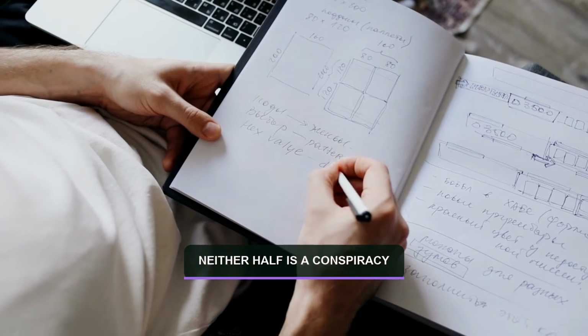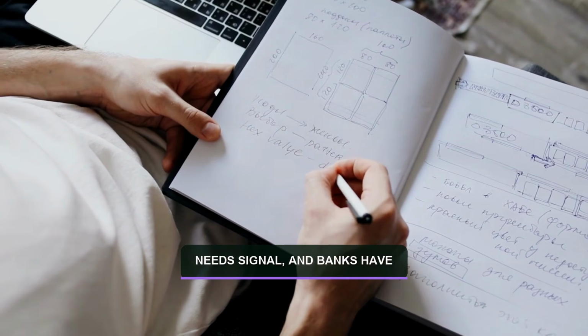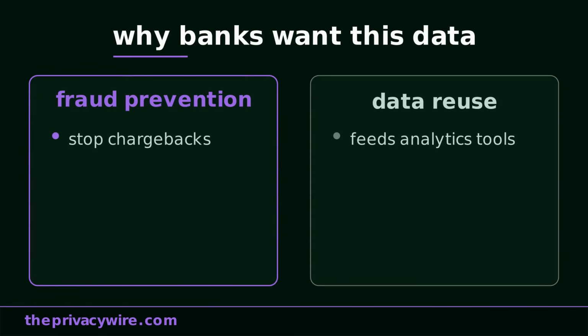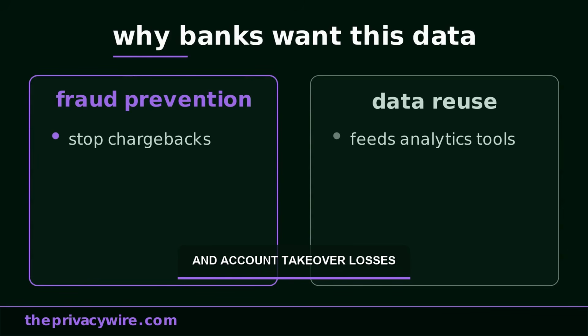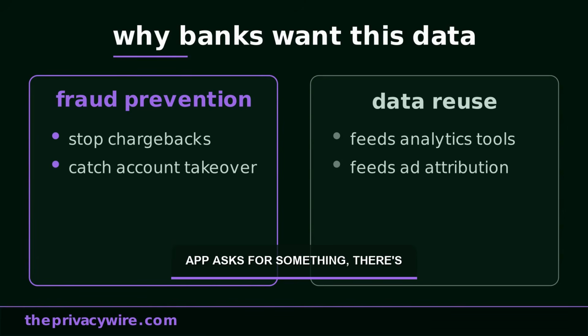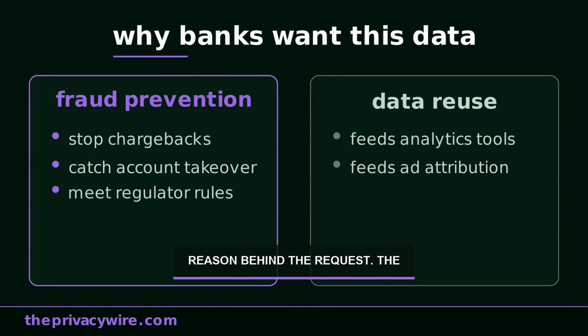Neither half is a conspiracy on its own. Fraud detection needs signal, and banks have concrete incentives to collect it. Chargebacks cost real money. Regulators find weak controls, and account takeover losses come out of their bottom line. So when a banking app asks for something, there's almost always a legitimate security reason behind the request.